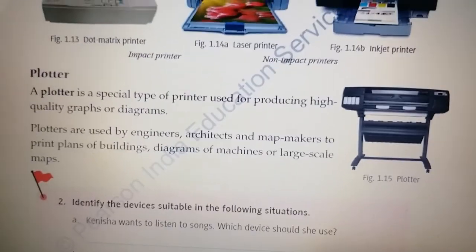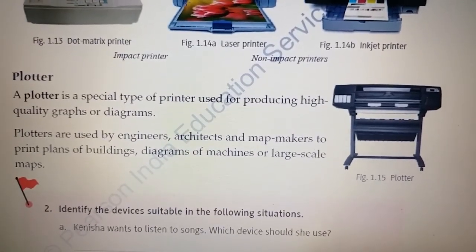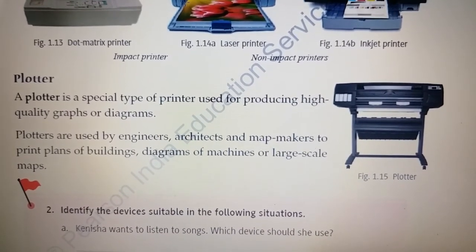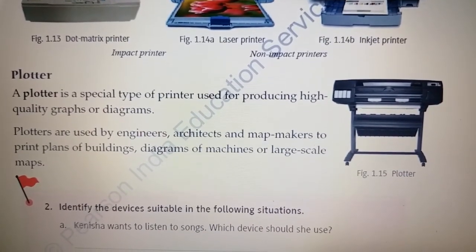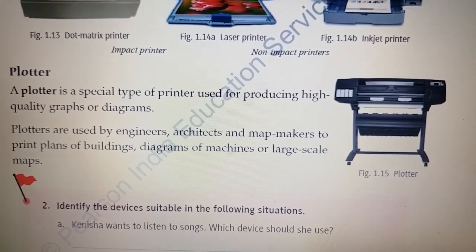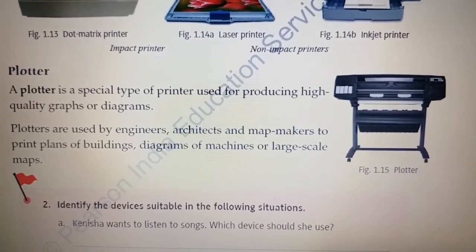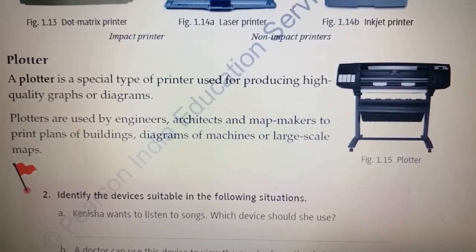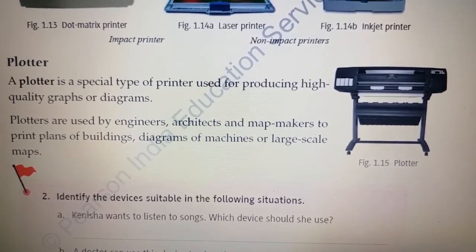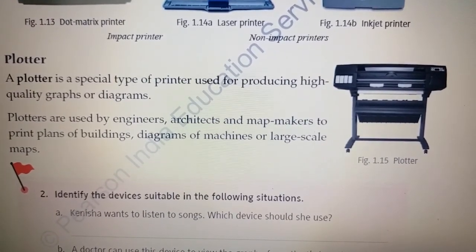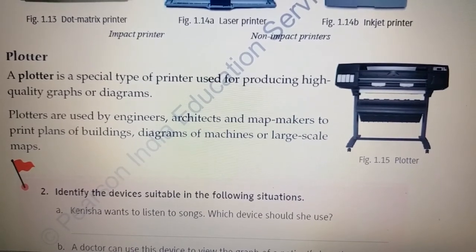Next is the plotter. You know the small size papers we have taken on a printer. But a plotter is used for big prints, banners, for example. A plotter is a special type of printer used for producing high quality graphs or diagrams. Plotters are used by engineers, architects and map makers to print plans of buildings, diagrams of a machine or large scale maps.